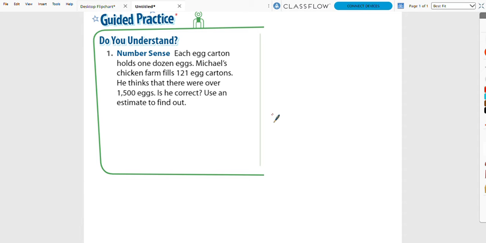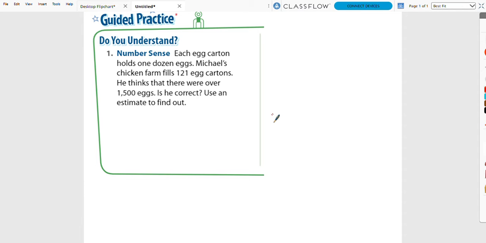So look at this problem right here. This is telling us a situation about this guy named Michael, and we got to really think about what he's giving us and whether or not he's correct in his estimation by using our rounding strategy to make an estimate. So each egg carton holds 1 dozen eggs. Michael's chicken farm fills 121 egg cartons. He thinks that there were over 1,500 eggs. Is he correct? Use an estimation to find out.